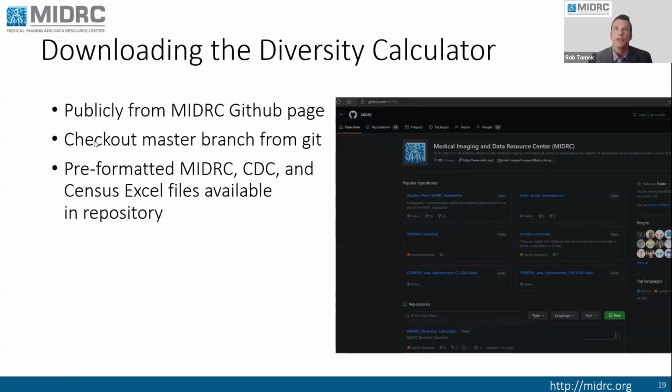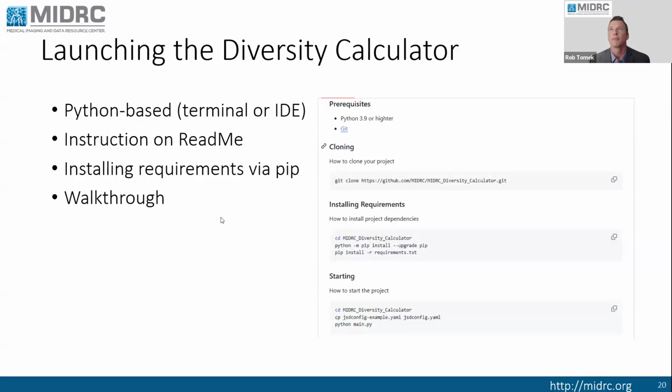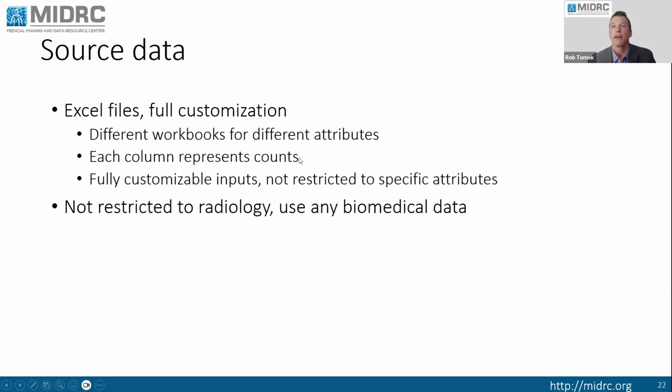So if you check out the master branch from Git, there's some pre-formatted MIDRC data, CDC data, and census data. That's stored in Excel files that we use, and that's all currently available in the repository as well. So launching the diversity calculator, it's Python based right now, and you can do it in terminal or in an IDE. There's some instructions in the README.